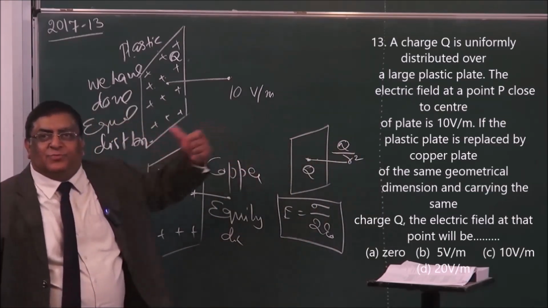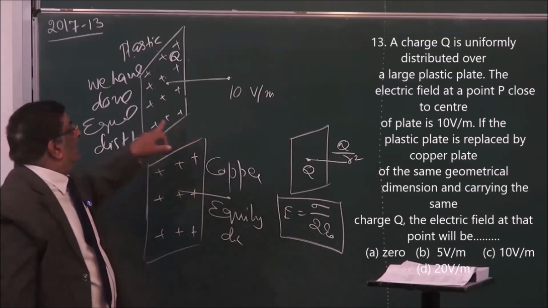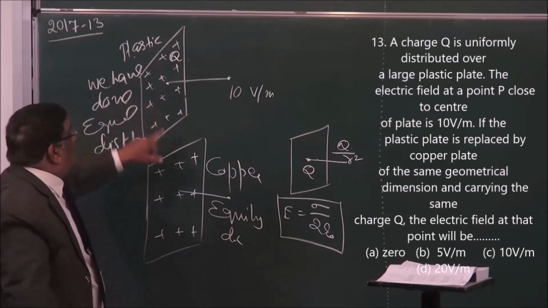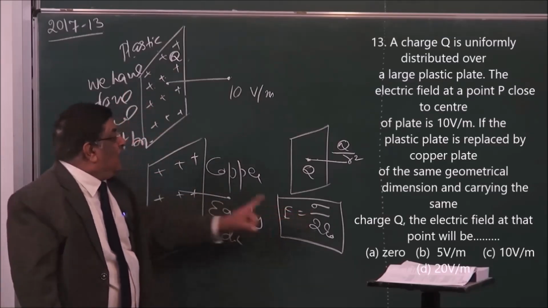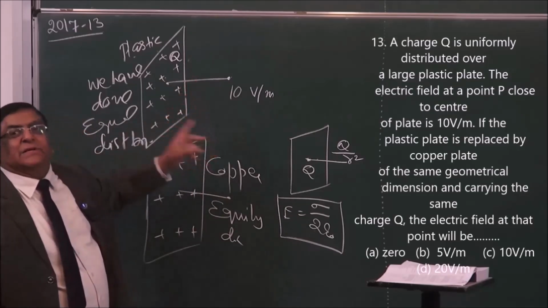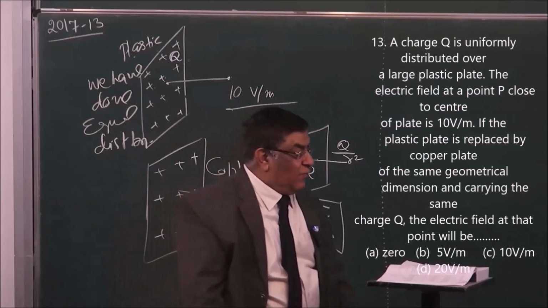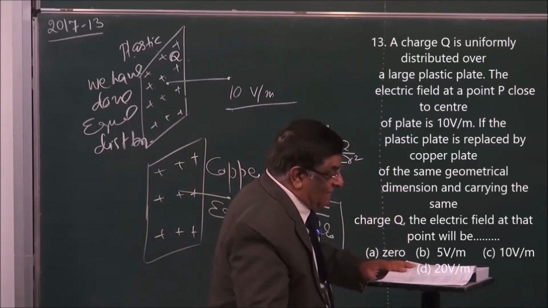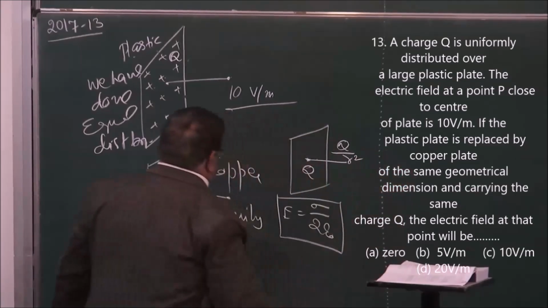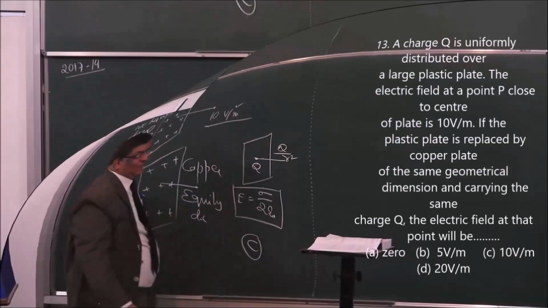इन्होंने कौन से शब्द उसमें लगा दिए, कौन से वर्ड इंसर्ट कर दिए? इक्वली डिस्ट्रीब्यूटेड. सो दिस हैज बिकम इक्विवेलेंट टू कॉपर. And now this is applicable for this as well as this. So what will be our answer? Our answer will be same, 10 volt per meter, and there will be no change, and we have this answer C. C is same value, and that is our answer.